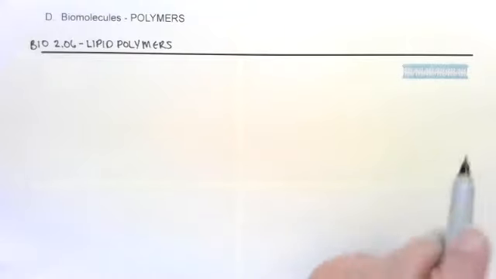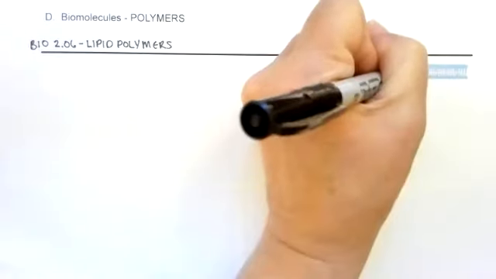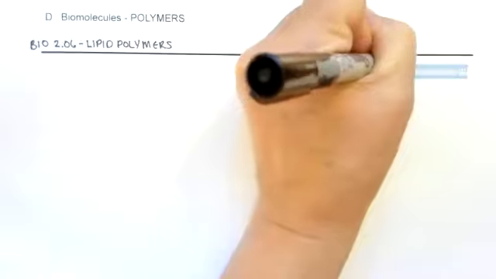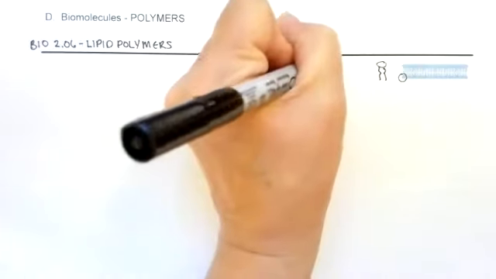We talked about the fact in the last topic on lipids, when we were doing the overview, that if I took one of these guys, it would look like this, and it's called a phospholipid.